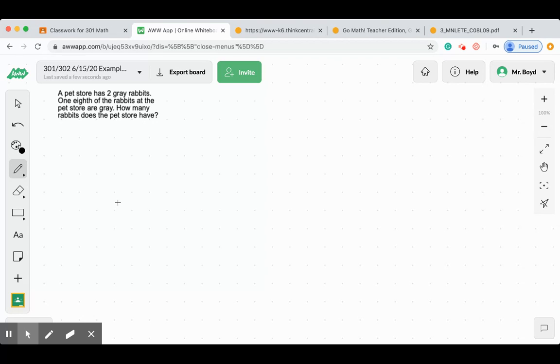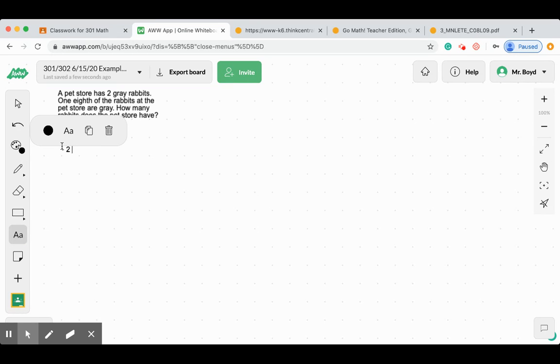So, as a good reader, I will reread. A pet store has two gray rabbits. 1/8 of the rabbits at the pet store are gray. How many rabbits does the pet store have? So, we know we're looking for how many rabbits the pet store has in total. And I'm going to write down what we know.